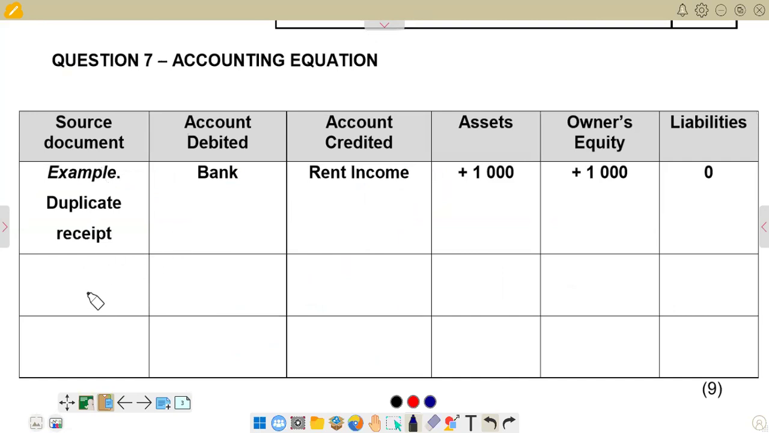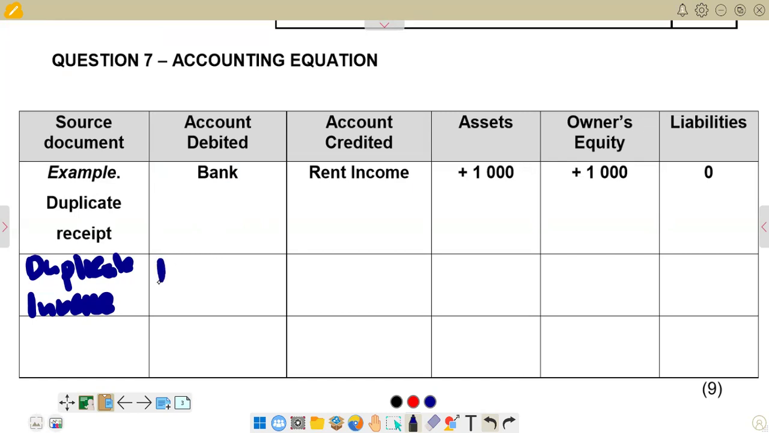So the source document that is being affected is the duplicate invoice, because whenever we sell goods on credit, the source document is an invoice. But if you sell using cash, the source document is a receipt. So here you have the duplicate invoice as our source document. And then the account that's being debited: remember, we opened the account in the name of the person that we are selling goods to on credit. That person, we call a debtor.